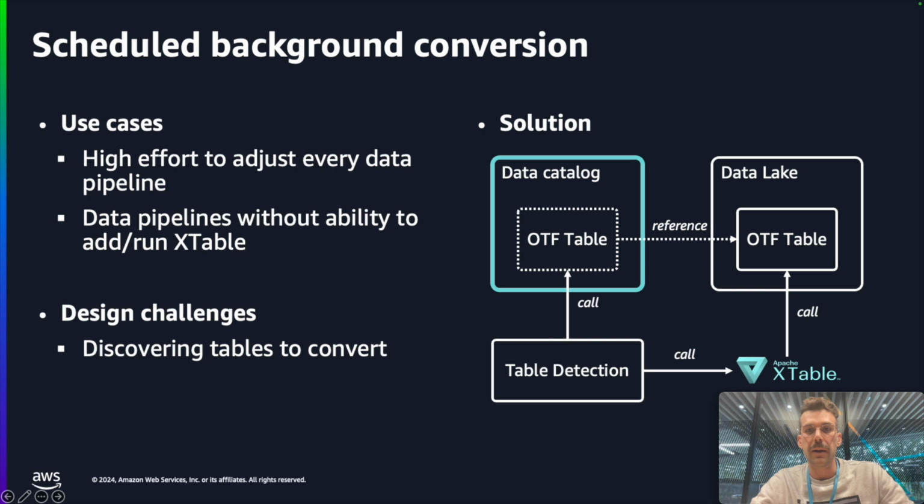a data pipeline with requirements to data freshness. All right, we would not want to add yet another pipeline step to that and add more latency. Also, if we have many data pipelines, as I already said, we would have to adjust each and every one of those, also not preferable, or data pipelines without the ability to run XTable. We have seen XTable has some requirements and not every environment can execute XTable out of the box.